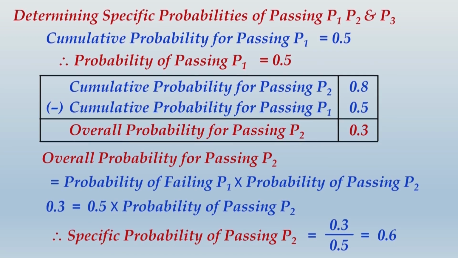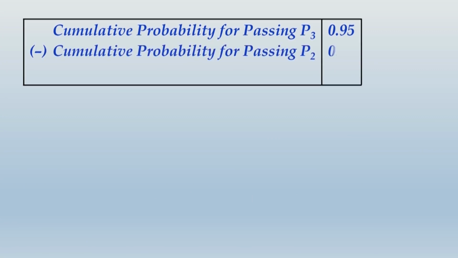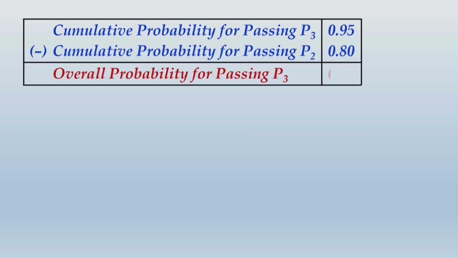Alright friends, once you have completed writing this calculation of probability of passing P2, let us move ahead, and now we compute the similar thing for P3. The cumulative probability for passing P3 is given as 0.95. From this we subtract the cumulative probability of passing P2, and we will get the overall probability for passing P3.